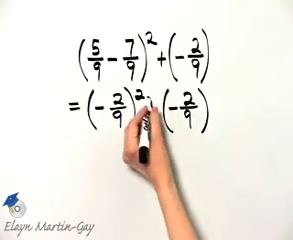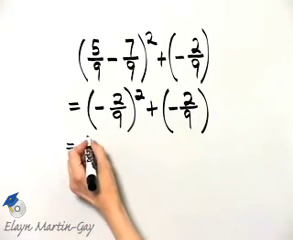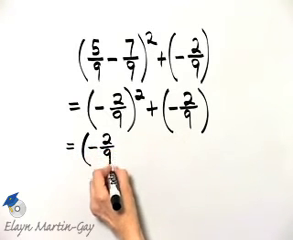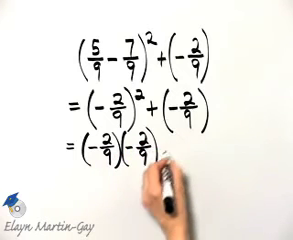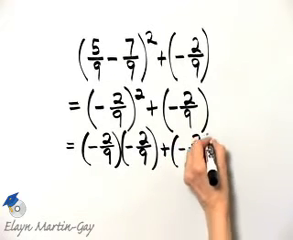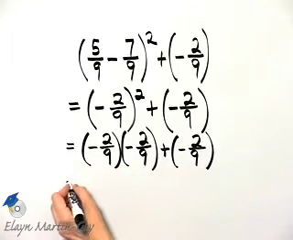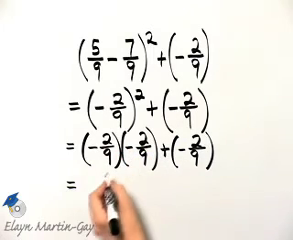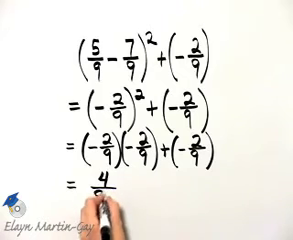So remember, this means 2 factors of this. And as a matter of fact, I'm going to write that down so you can see it. 2 factors of negative 2/9. This is what that means. And then, of course, we still have plus negative 2/9, which we'll worry about in just a moment. But what is negative 2/9 times negative 2/9? Well, a negative times a negative is positive, and then 2 times 2 is 4, and 9 times 9 is 81.